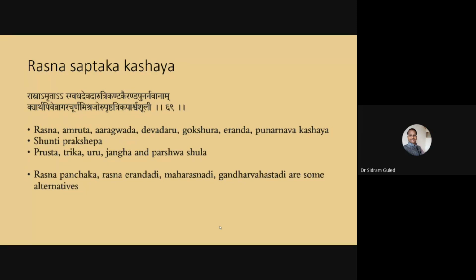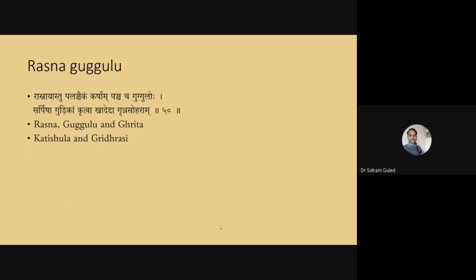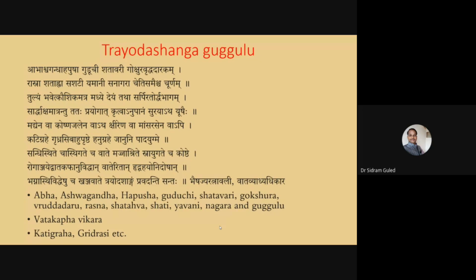which is mentioned in the Kati Shula Chikitsa itself or in Gridhrasi Chikitsa. It contains 7 drugs. With the Kashaya, you have to add Shunthi Prakshepa that will take care of the Ama and Kapha. And the Rasna Guggulu with Ghrita, which is mentioned in Kati Shula and Gridhrasi. Another drug of my choice is the Triyodashanga Guggulu, which contains 13 varieties of drugs, specifically indicated in Vata Kapha Vikaras, Kati Graha, Gridhrasi and Griva Shula.